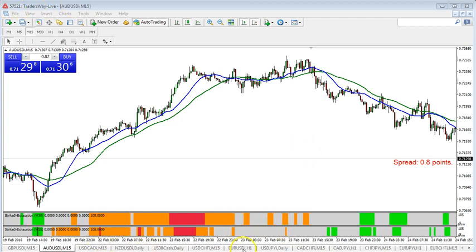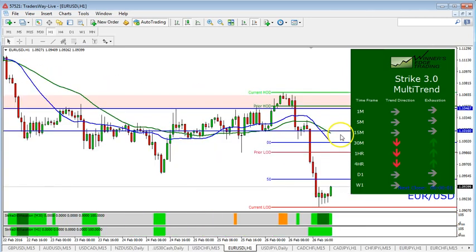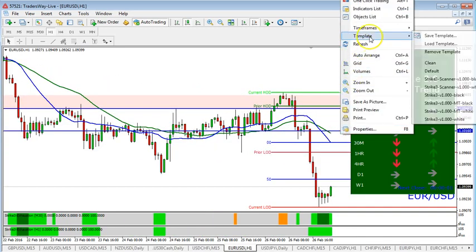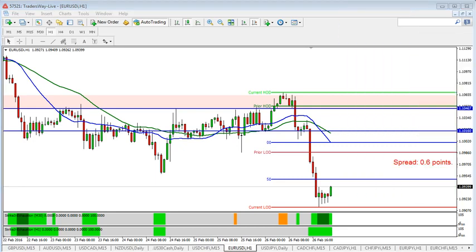If you take a look at our euro dollar chart, the euro dollar has really good spreads as well. Let's take a look at this euro dollar. You can see I got to remove this here real quick. Indicators list, multi-trend, delete. And you can see the spread here is 0.6 pips. It sometimes even drops down to 0.2, 0.3. Really good spread on the euro dollar.